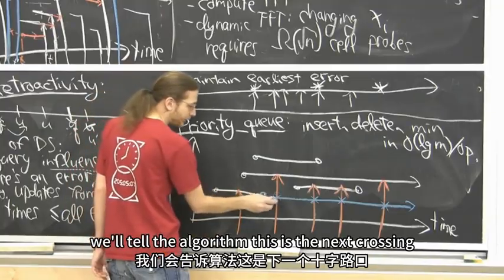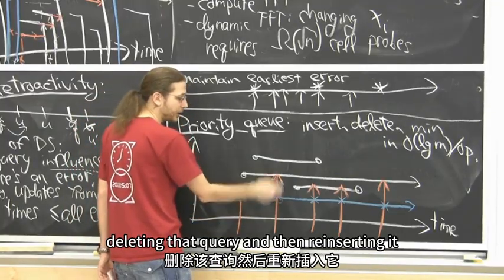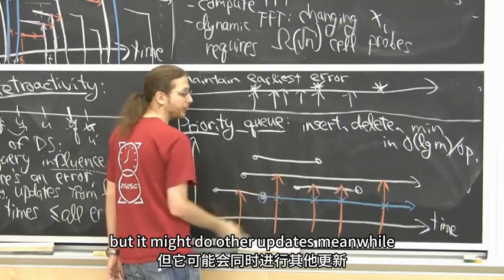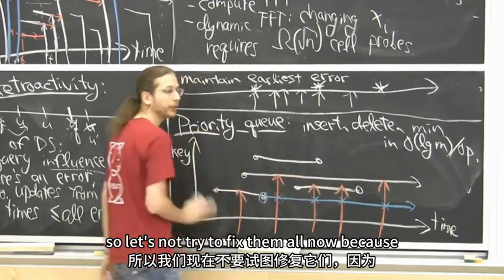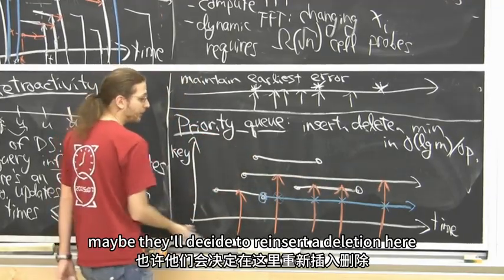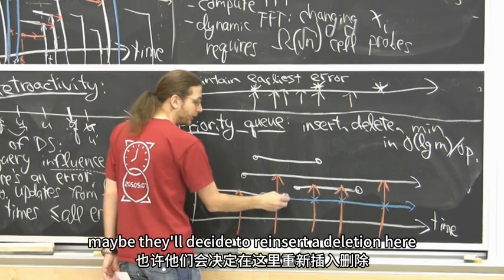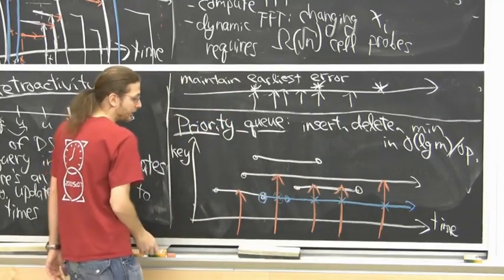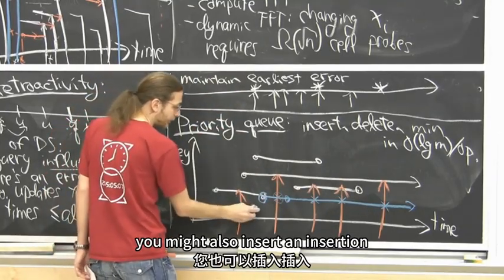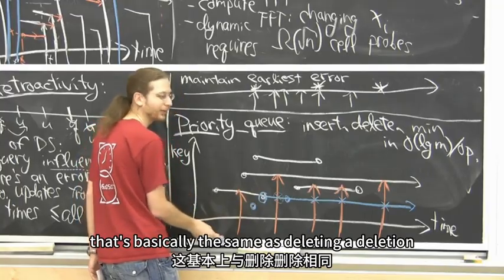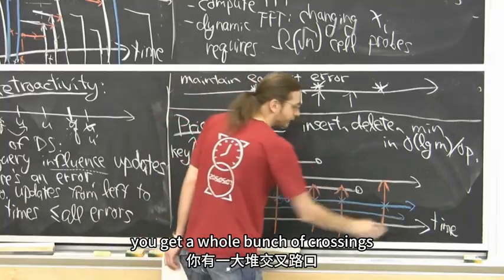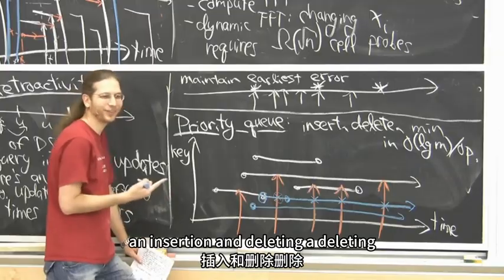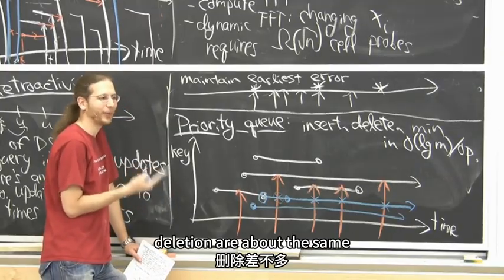We'll tell the algorithm this is the next crossing, and it's going to have to fix it by, say, deleting that query and then reinserting it. Then it will get the correct result. But it might do other updates meanwhile. So let's not try to fix them all now because they may change. Maybe they'll decide to reinsert a deletion here, which would erase all of those crossings, if we're lucky. You might also insert an insertion. That's basically the same as deleting a deletion. You get a whole bunch of crossings. So inserting an insertion and deleting a deletion are about the same.